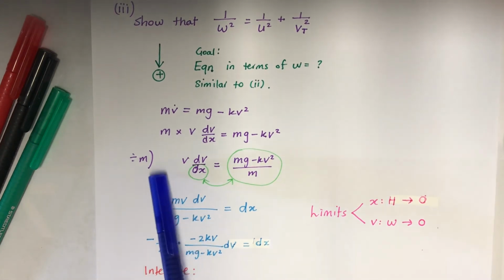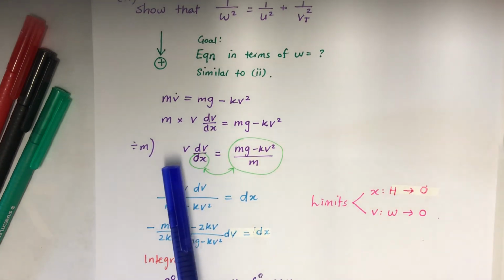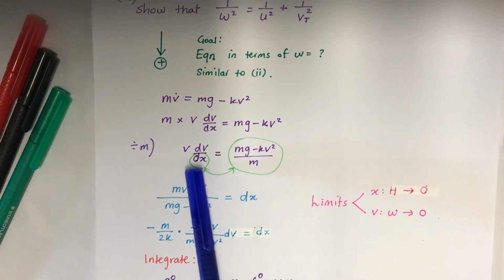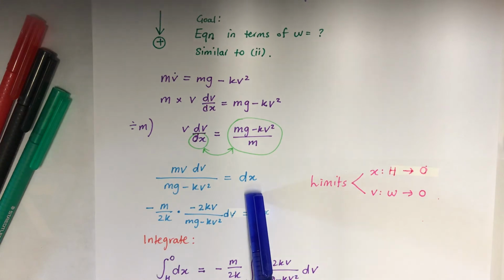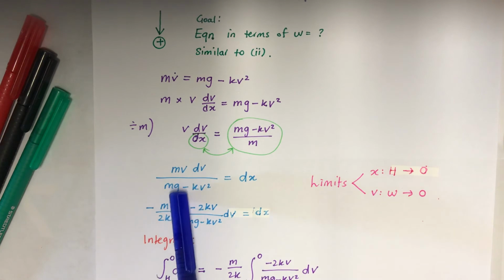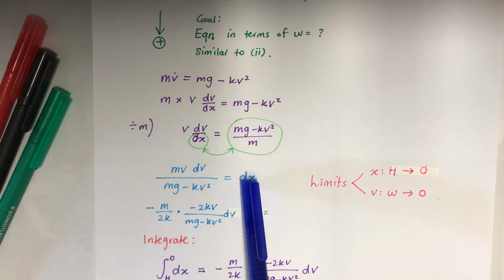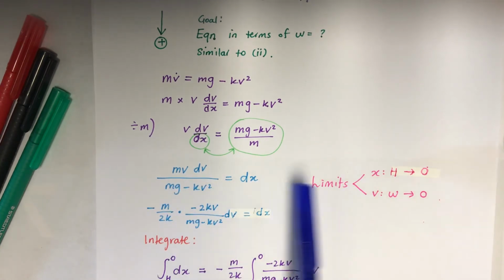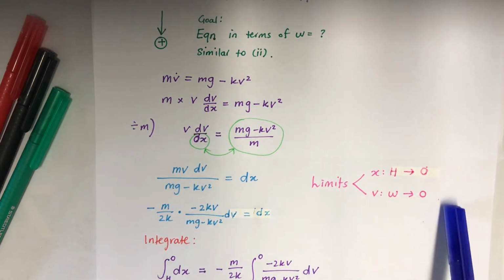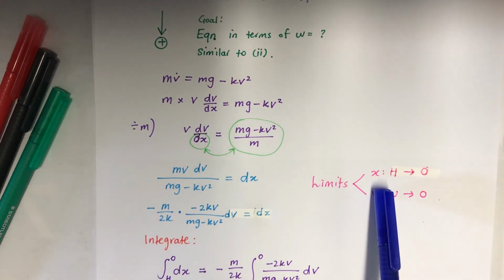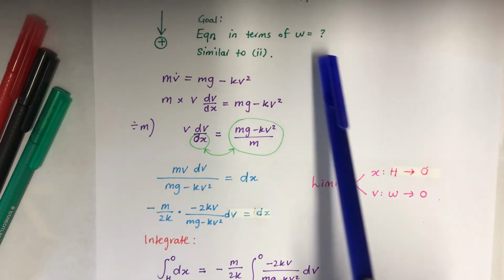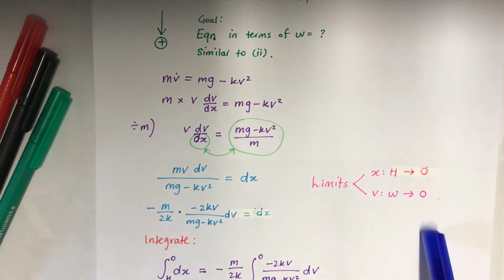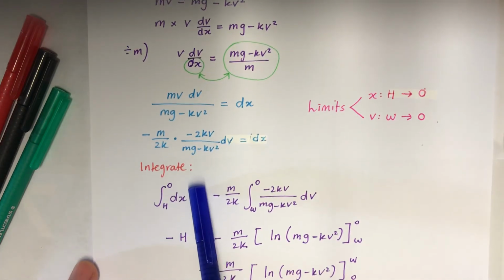All right, and I'm just going to divide it by m, and I will get that, and I'll swap this together. It's because I need to simplify by integrating. Now that's what I've got here, and I have to use limits again. This time the limit is when everything has fallen to the ground, so it's going to be highest to 0, and then speed to 0. So just be careful with that.